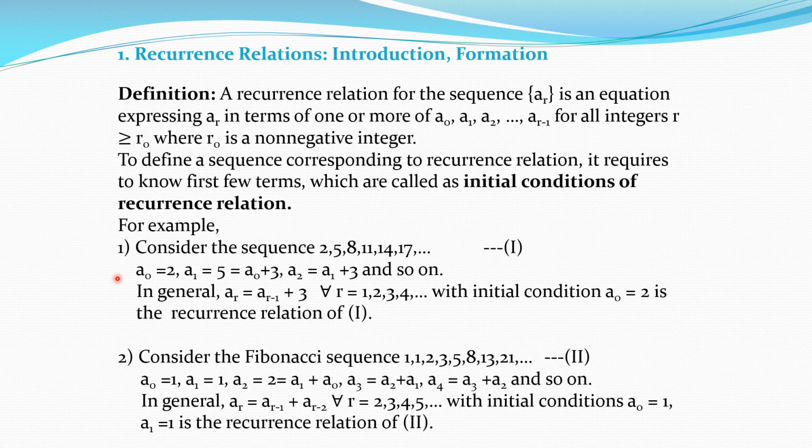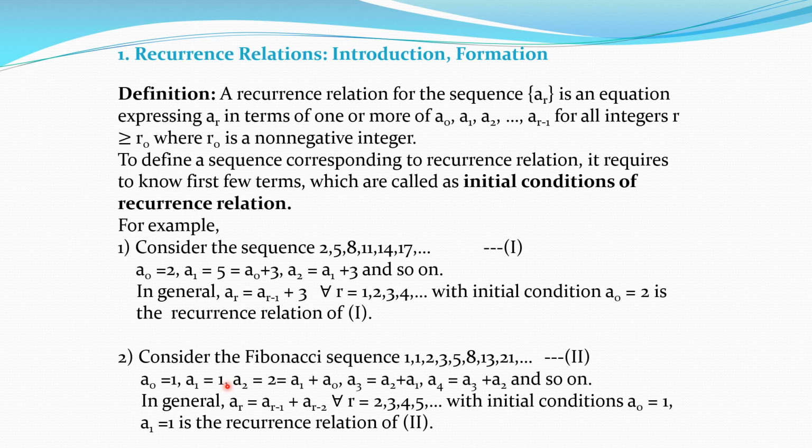So how can we write finally the recurrence relation? As a_0 is 2, a_1 is 5 equal to a_0 plus 3, a_2 is a_1 plus 3 and so on. In general, we write a_r equal to a_(r-1) plus 3. So, a_(r-1) is the term previous to a_r, and to that term we are adding 3. Now, from which term onwards can we find the terms? This is from the second term, but we are numbering like a_0, a_1, a_2, a_3 and so on, so this is for r equal to 1, 2, 3, 4 and so on, and a_0 is equal to 2, that is the initial condition. So, once we are given a_0 equal to 2 and this recurrence relation, then we can find all the terms a_1, a_2, a_3, a_4 and so on. So, this is the recurrence relation.